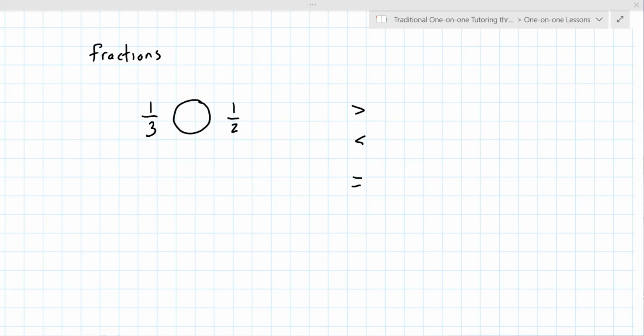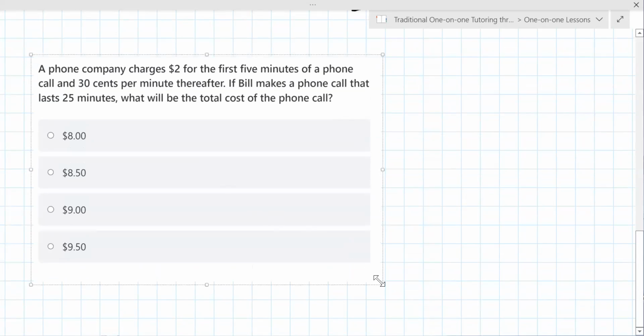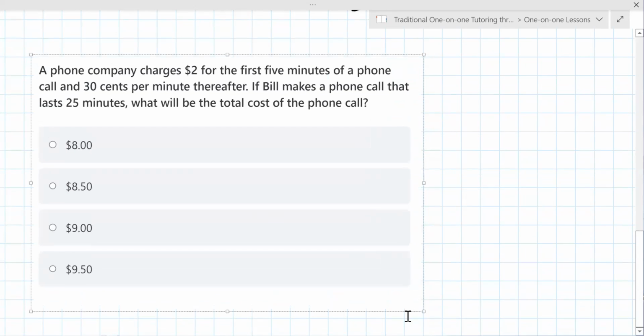All right, so here's a GED type question. Let me snip this in and we can take a look. It says a phone company charges $2 for the first 5 minutes of a phone call and 30 cents per minute thereafter. If Bill makes a phone call that lasts 25 minutes, what will be the total cost of the phone call? If you're seeing my screen, maybe you even have an idea of how to get started here.